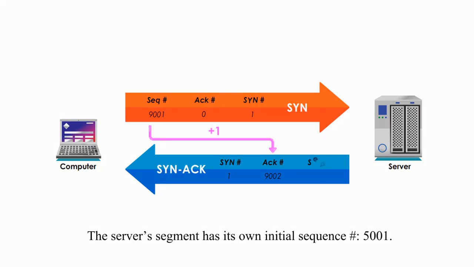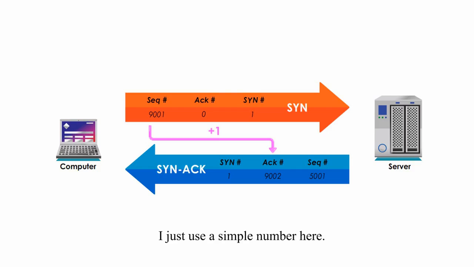The server's segment has its own initial sequence number, 5001. I just use a simple number here. In real life, sequence numbers can be very long.